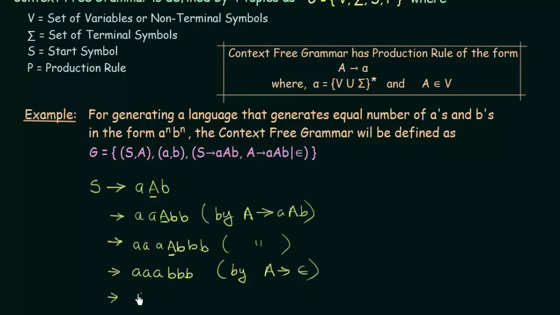So this is of the form a power 3 b power 3. We see that the number of a's is equal to the number of b's. No matter how much you expand, you will always get strings of this form where the number of a's is equal to the number of b's. That means you can generalize and write a power n b power n. So we see that this is generated using the context-free grammar, which is defined like this and which has a production rule of this form. This is how some strings or languages are generated using context-free grammar. Okay, so I hope this was helpful to you. Thank you for watching and see you in the next one.